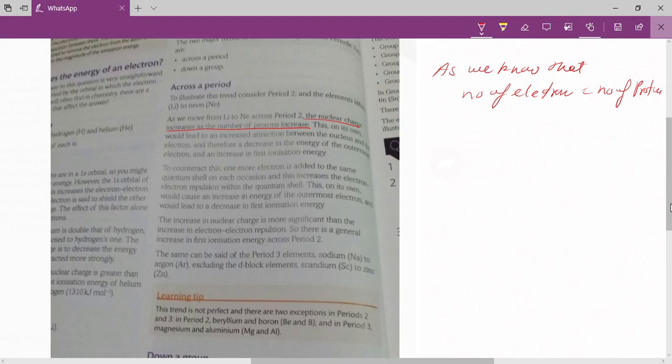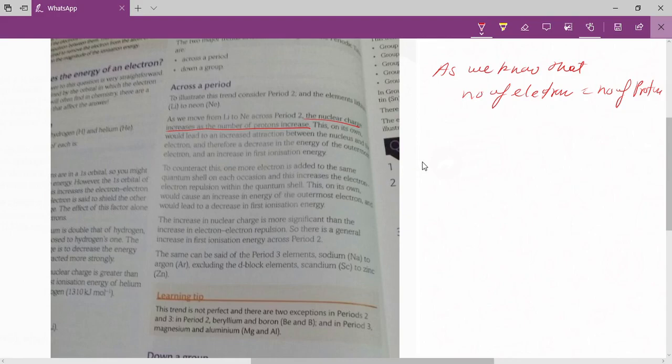So can I say it this way: there is a decrease in the energy of the outermost electrons, an increased attraction between nucleus and electrons, therefore the atomic radius decreases and the attraction increases. As a result, more energy is required, the first ionization energy. Yes, maximum energy is required to emit the electron. That means the first ionization energy increases. Yes, that makes sense.